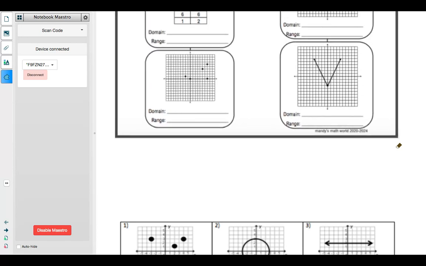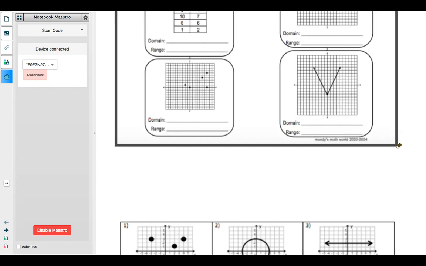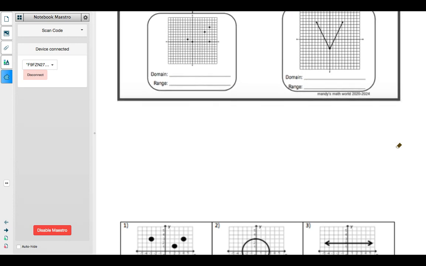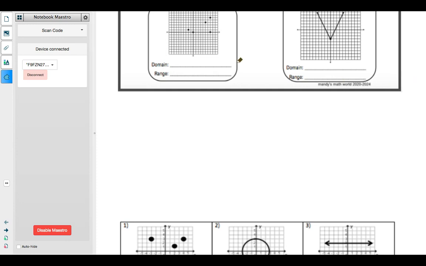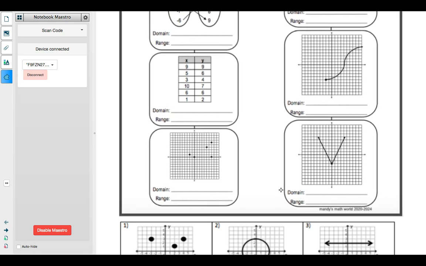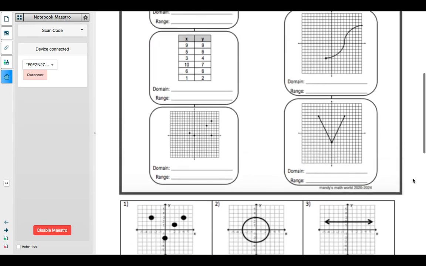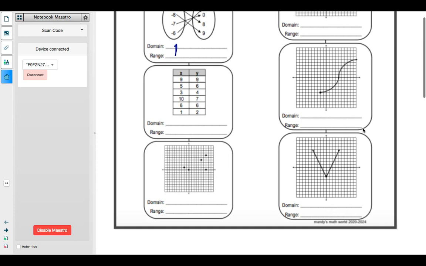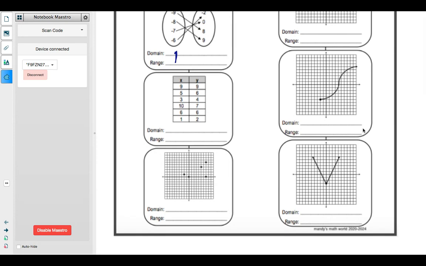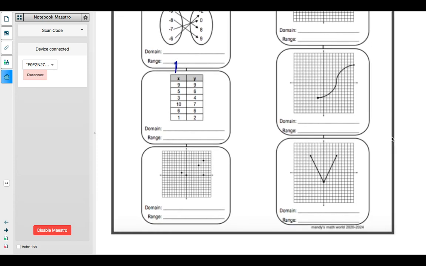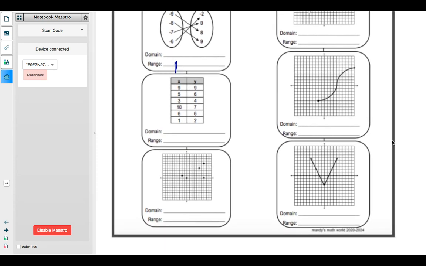All right, let's do domain and range. Let me scroll up a little bit. Okay, there we go. All right, so this third graph, oh, did we start on the first one? Oh, no, there's only 3. Okay, thought there were 2. So we only have one more example.